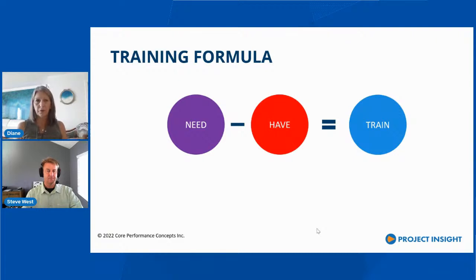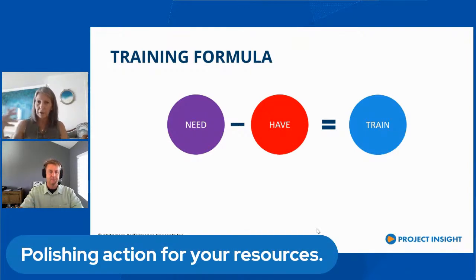So there's a really simple little formula. What is the need? What do they need to know how to do? And what do they have? What skills do they have? And then what's left to train? So this is that polishing action. So it's important for the project manager to get to know those resources, know where they have gaps, and understand the types of skills that are needed. Not necessarily know how to do that, but understand when there might be a gap, and then help facilitate that training. And you have to encourage the dialogue.